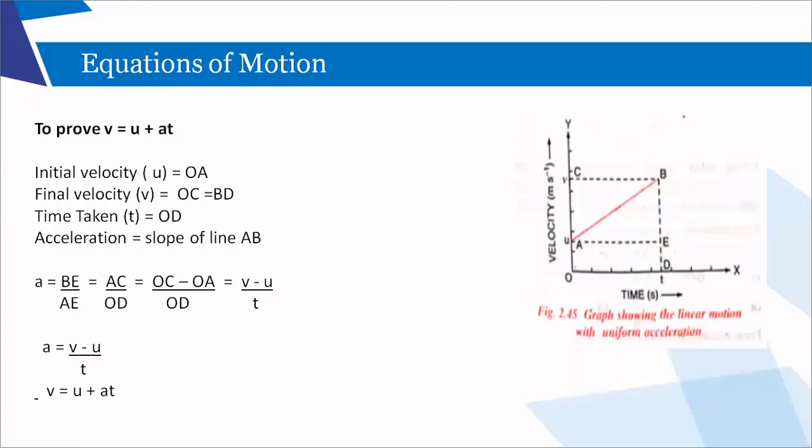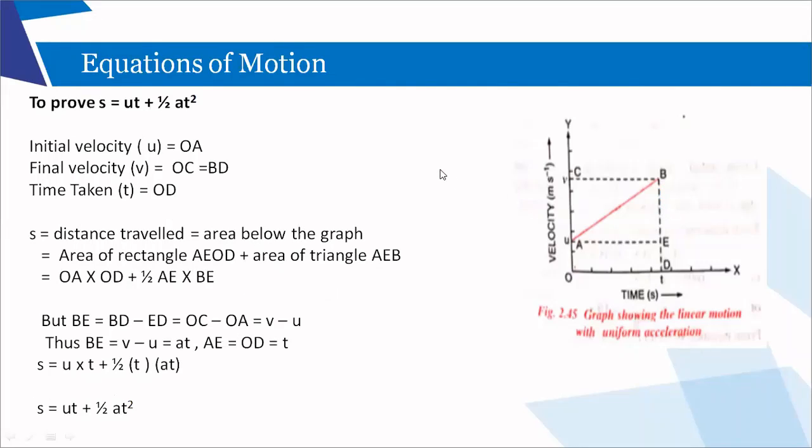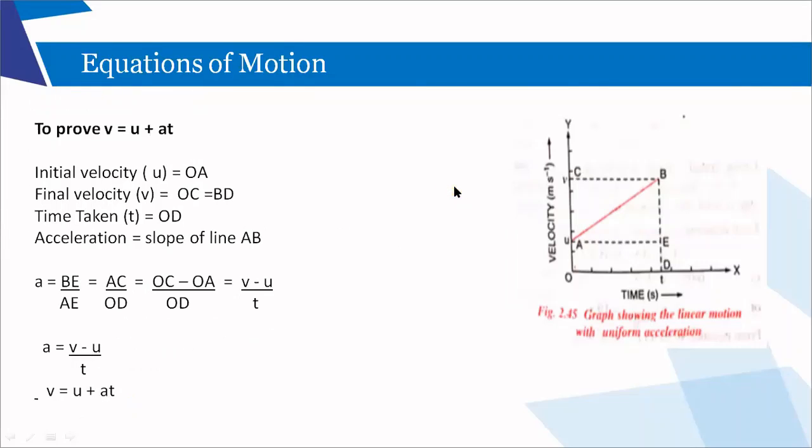Again, I will explain. We know that initial velocity is OA, and final velocity is this line BD or OC. Now you just have to find acceleration. You all know from the velocity time graph, as we have been doing since yesterday, you have to find the slope. So the slope is BE upon AD.